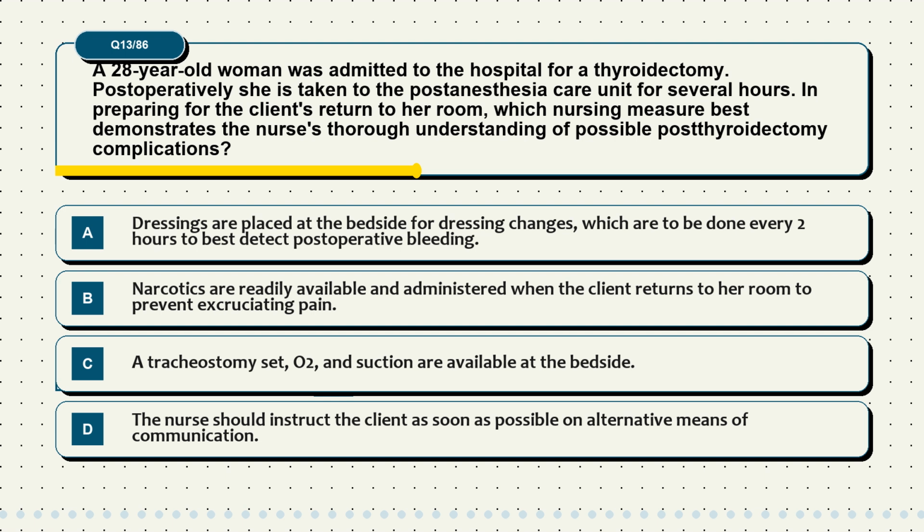Option A. Dressings are placed at the bedside for dressing changes, which are to be done every 2 hours to best detect postoperative bleeding. Option B. Narcotics are readily available and administered when the client returns to her room to prevent excruciating pain. Option C. A tracheostomy set, O2, and suction are available at the bedside. Option D. The nurse should instruct the client as soon as possible on alternative means of communication.